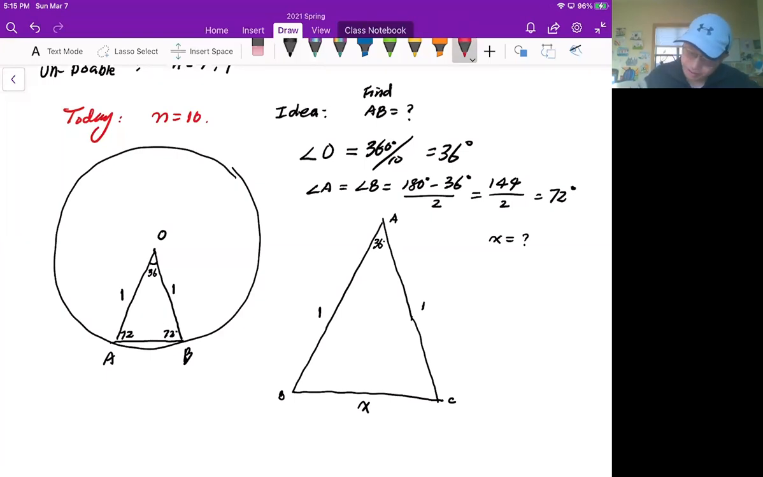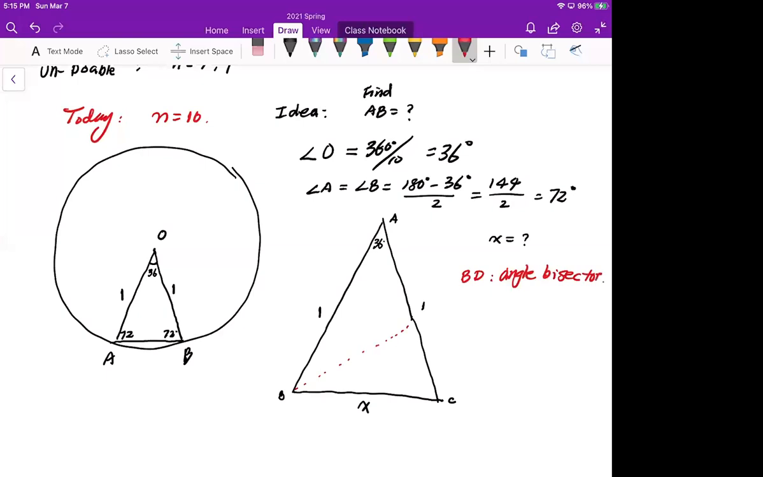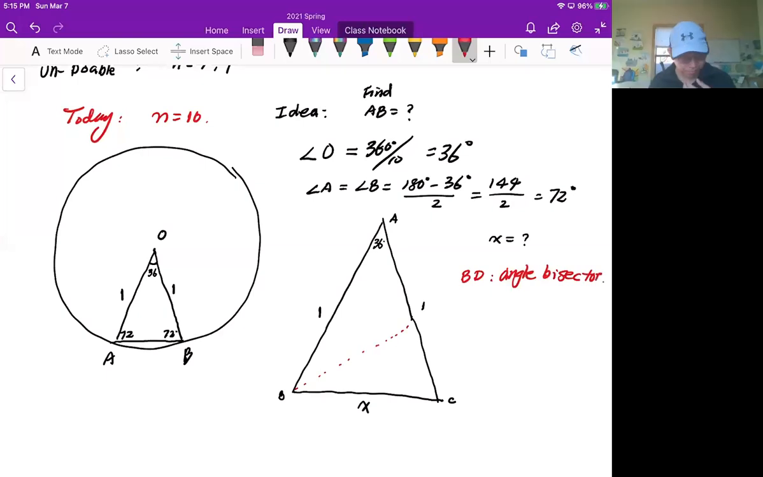Okay, I'm going to give you a suggestion just in case. Just draw an angle bisector. So let's draw the angle bisector here. BD is an angle bisector. I think that should be enough of a hint for you.